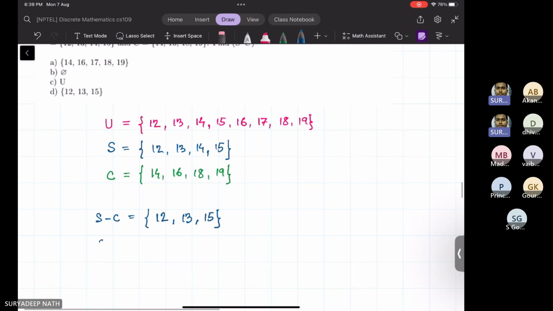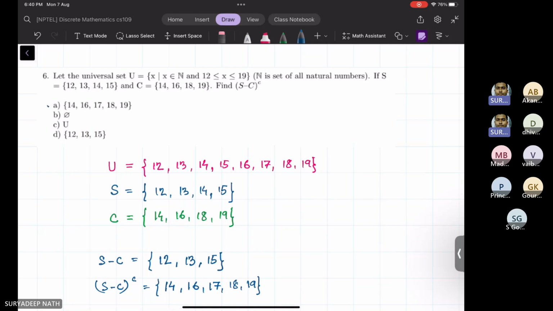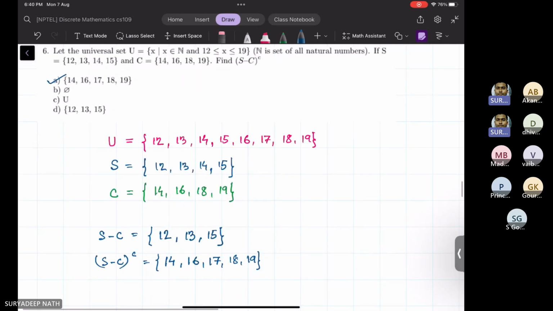So S minus C whole complement would be basically the elements in the universal set other than those present in S minus C. So leaving 12, 13, 15, what else is present? So we have 14, we have 16, we have 17, we have 18, we have 19. So this is the correct answer. So option A is the correct answer for this question.